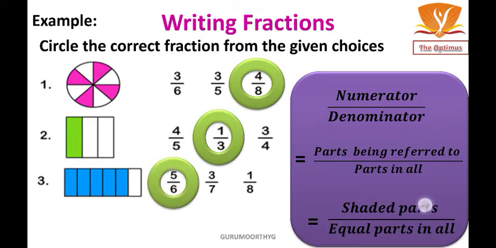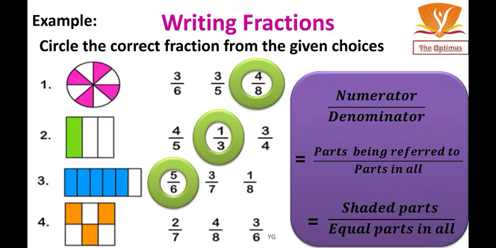Next question. 2 by 7, 4 by 8, 3 by 6. Yes. Count the total number of parts. The total number of parts is 6. The colored parts are 3. Therefore, 3 by 6 is the answer.